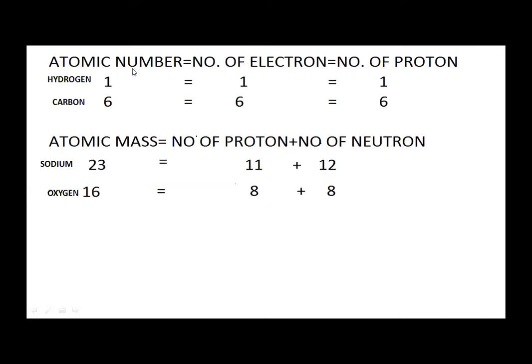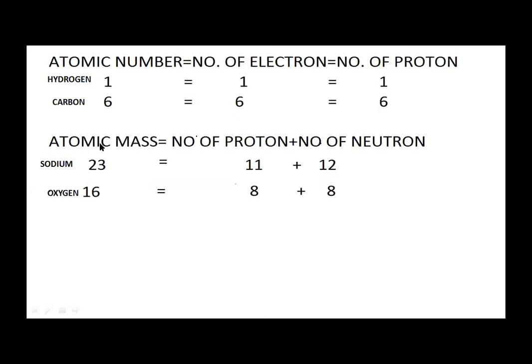Atomic number is equal to number of electrons and number of protons. It means in hydrogen, the atomic number is 1, so number of electrons is also 1 and number of protons is also 1. And carbon has atomic number 6, and its number of electrons is 6 and protons is also 6.